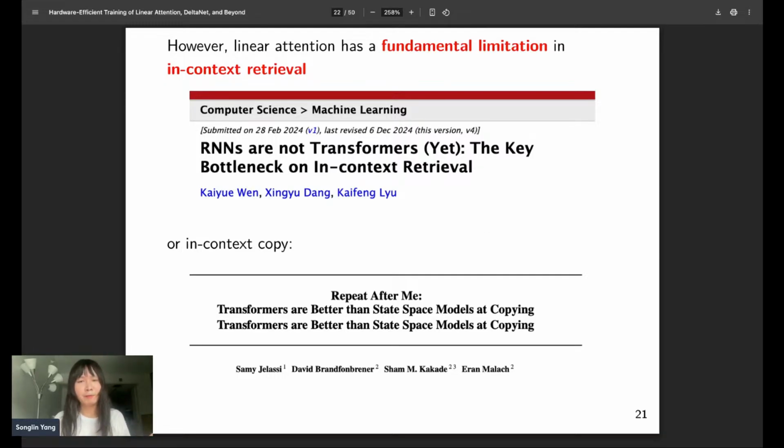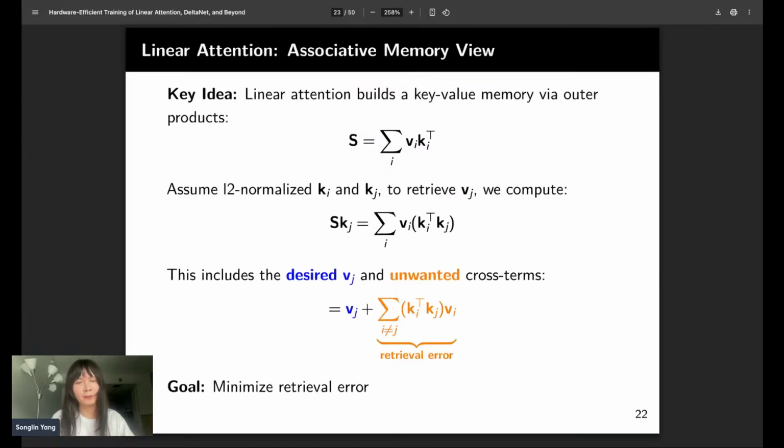Because these methods perform very poorly in in-context retrieval, and in-context retrieval is very important for downstream tasks, previously I wanted to come up with a model to improve the in-context recall of these linear RNNs, which is DeltaNet. And I'm going to introduce DeltaNet in this session.